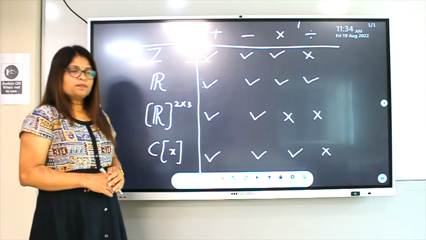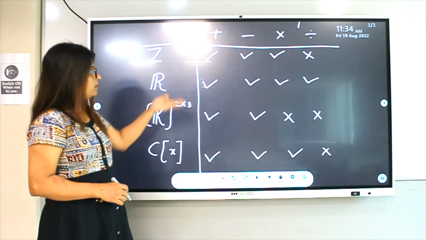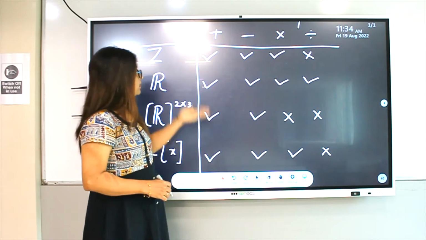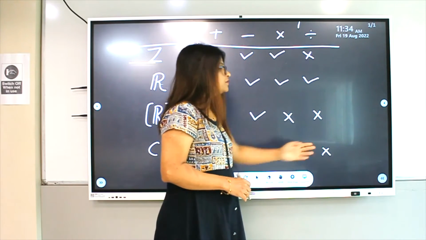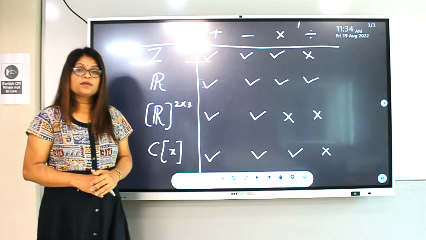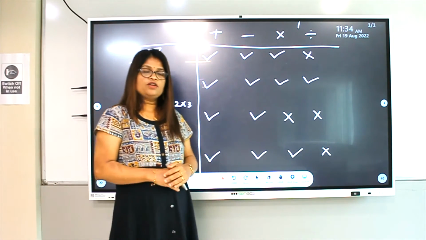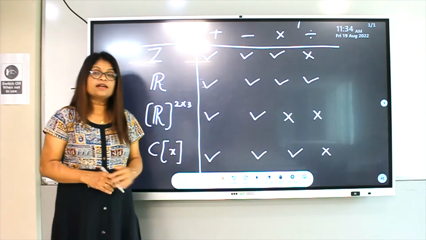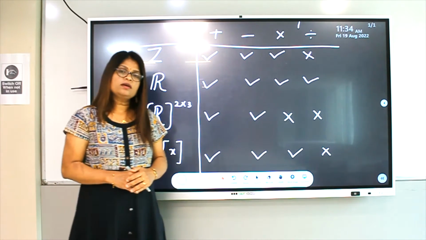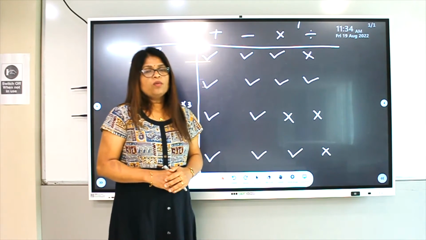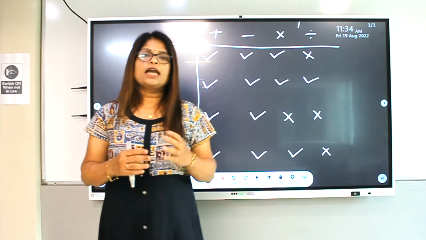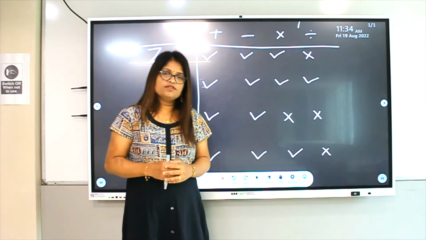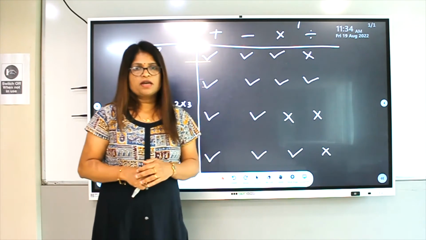Now the last set, polynomials: addition, subtraction and multiplication are available, whereas division is not available on this set. Why? Because when you divide two polynomials, you end up getting a rational function and it is not a polynomial. So now we will be thinking about the operations of negation, subtraction or division in algebraic structures.